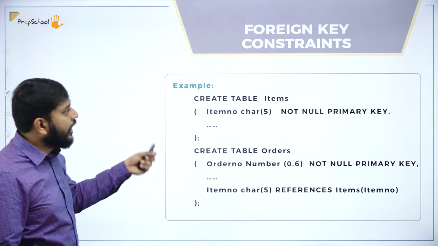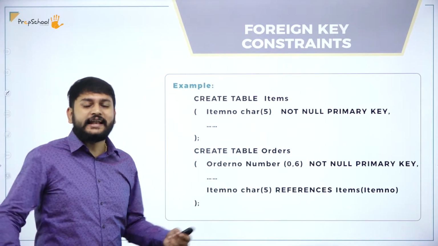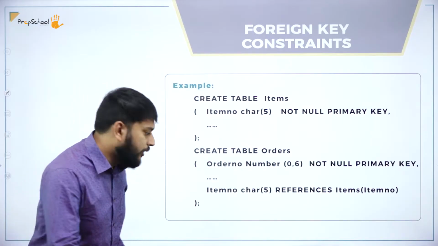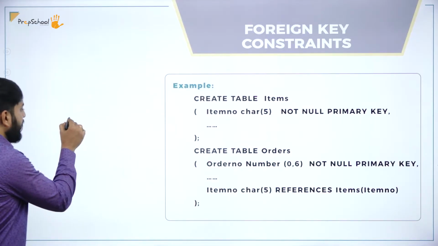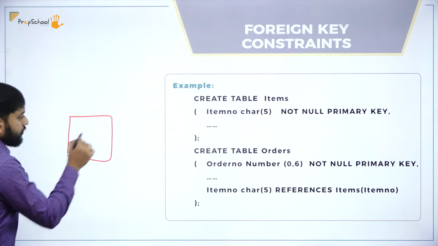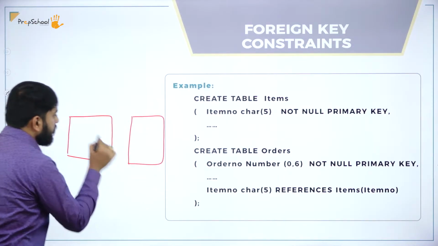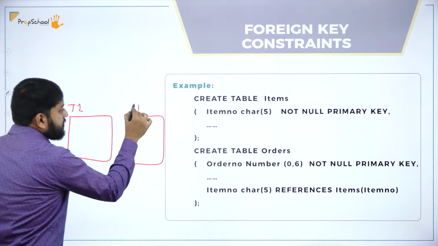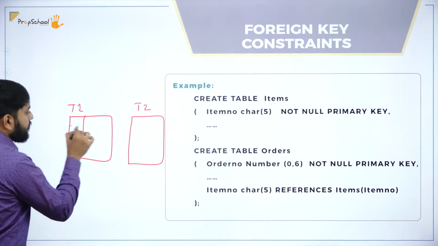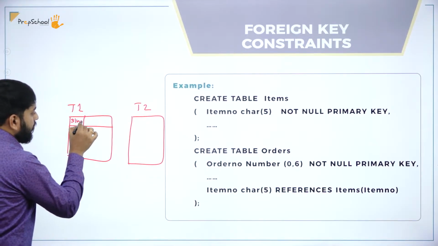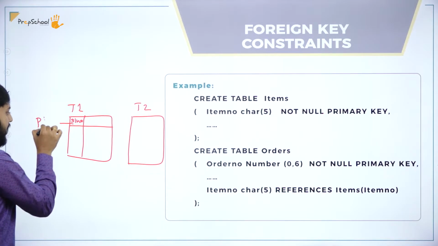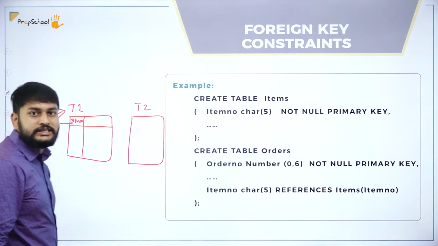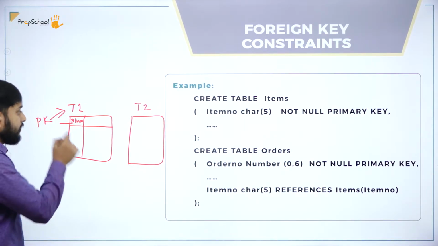Moving on to the next one, I have the foreign key constraint. What exactly are these foreign key constraints? Imagine I have 2 tables. How many tables do I have? 2 tables, so just imagine like that. This is table number 1, table number 2, right? Here I have serial number, okay? Serial number is a primary key in table 1.